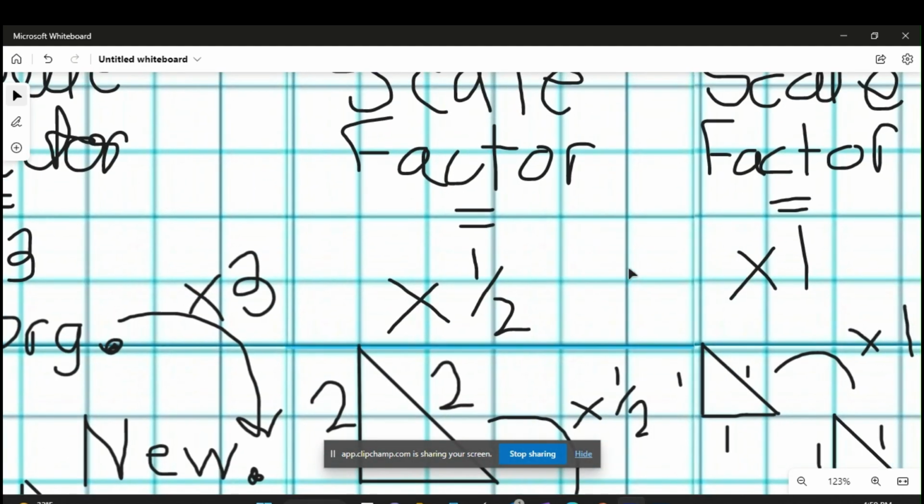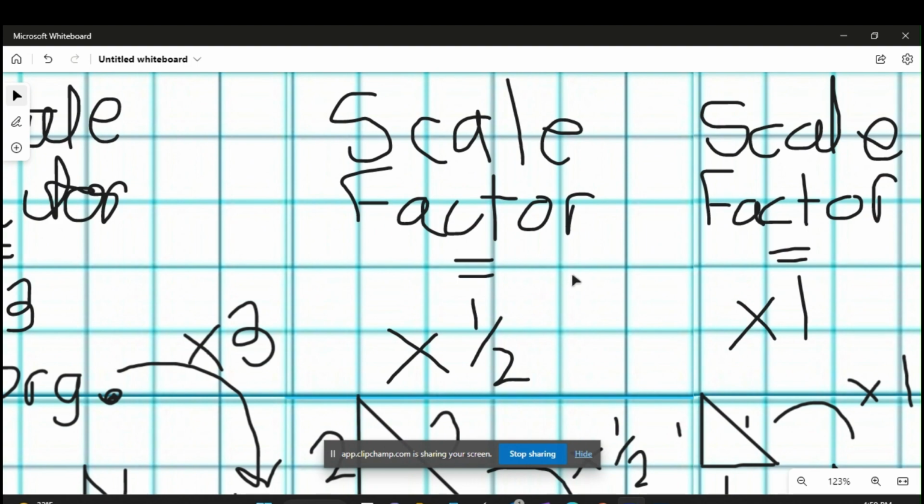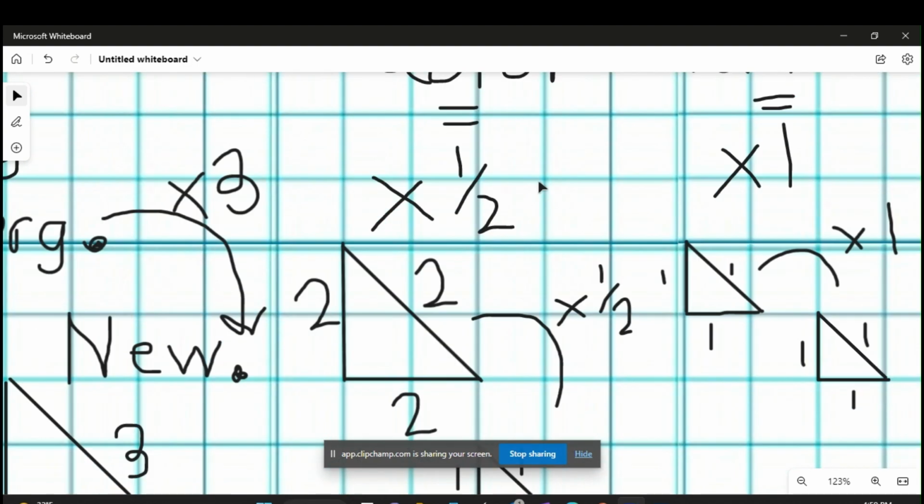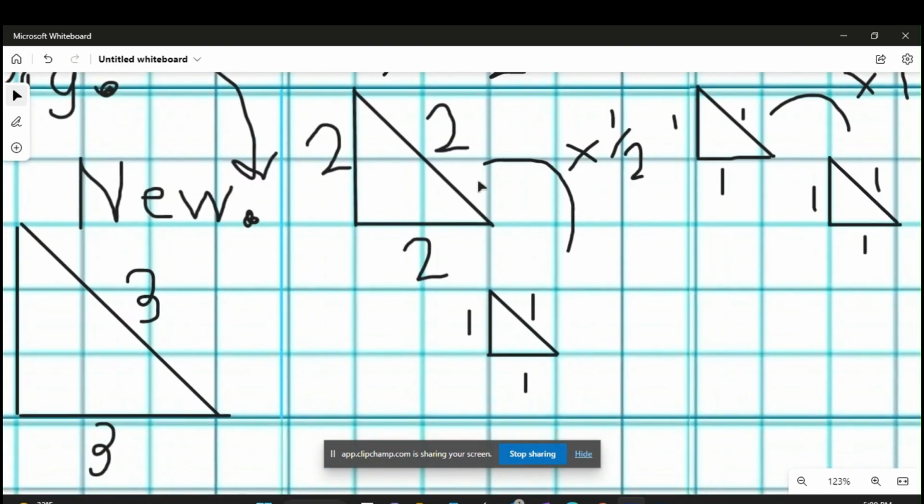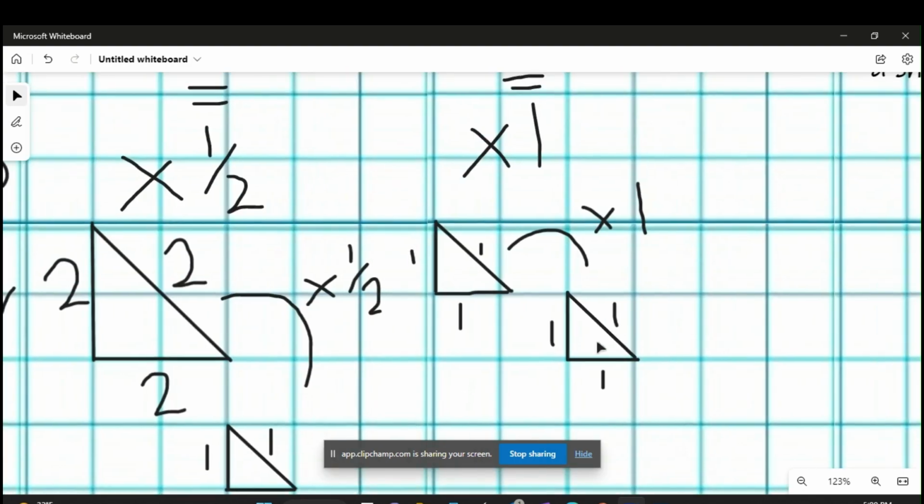Here's another example with a decreased scale factor. This scale factor is half. As you can see, the original image is a 2 by 2 by 2. And if we want to decrease the length by half, we need to multiply each side length by half. 2 times half equals 1, so each side length would equal 1.